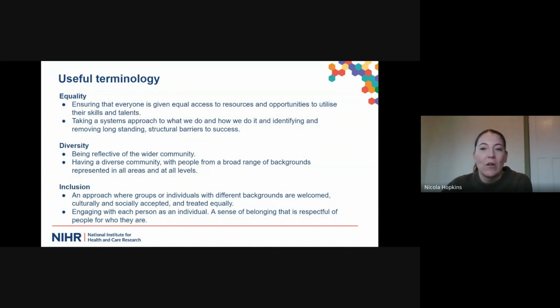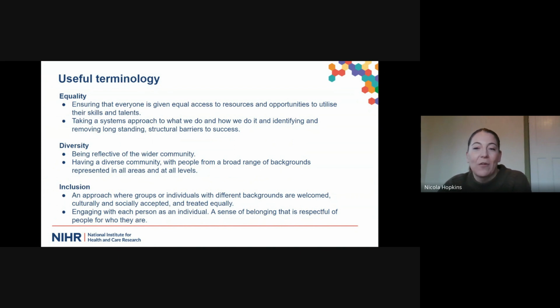So when we think about equality, this is about ensuring everyone's given equal access to resources and opportunities to utilise their skills and talents. So taking a systems approach to what we do and how we do it, and identifying and removing long-standing structural barriers to success. Importantly, equality doesn't mean a one-size-fits-all approach. There are specific structural barriers which affect different groups of individuals, and equality means being aware of these specifics and working to provide an environment where they are removed.